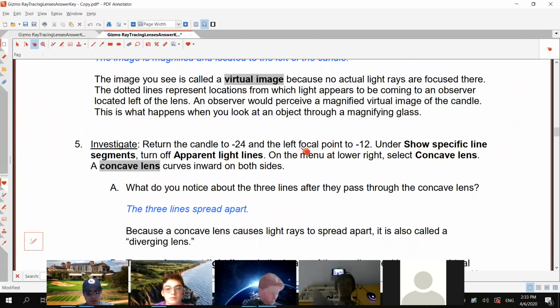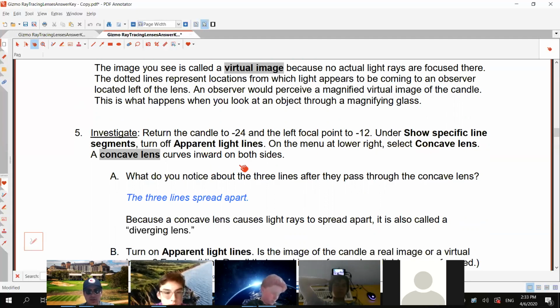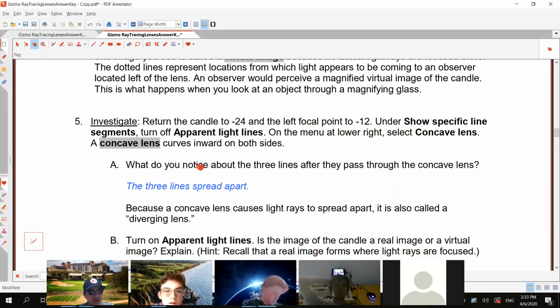Question 5 looks at a concave lens once we've returned our candle back to the original position at 24 and the focal point of 12. We then selected concave lens and noticed that the rays refracted a different way. They didn't converge to a focal point. They seemed to diverge away from a specific focal point.